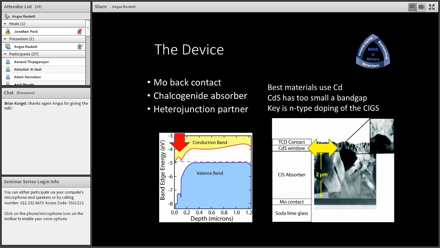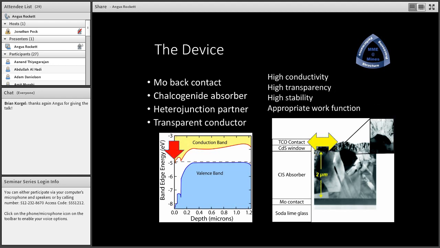Alternatively, you can add oxygen, you can replace the cadmium with some zinc, you can add hydroxide or sulfur or something like that. Various options for the front contact window material to increase the energy gap. But cadmium sulfide has been pretty much typically the best material.